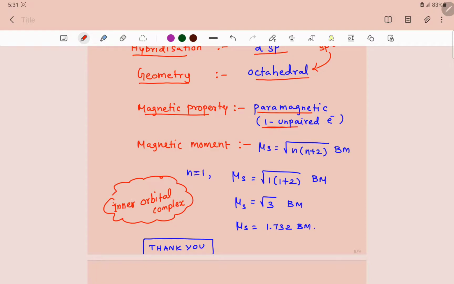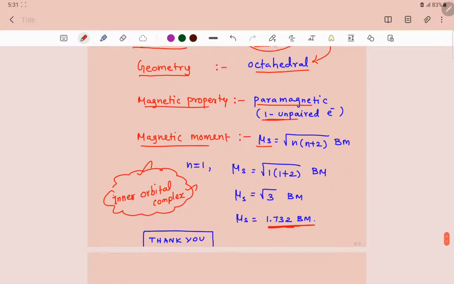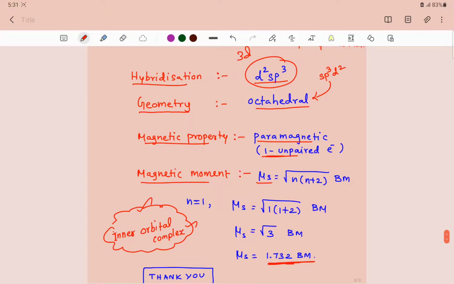Due to the presence of one unpaired electron, this complex behaves as paramagnetic. So you can calculate the spin magnetic moment value, mu s, using this formula. It is about 1.732 Bohr magneton. This complex is also called an inner orbital complex, because you can see that in the hybridization the 3d orbital, the inner d orbital, takes part, so it is also called an inner orbital complex. Okay, right. I hope you are able to follow how to find out the nature of hybridization, geometry and magnetic property of a complex using valence bond theory. Okay, right. Thank you.